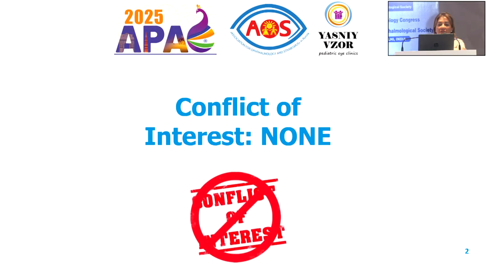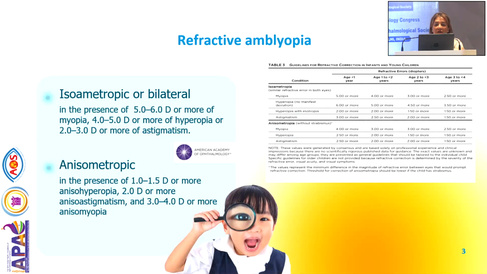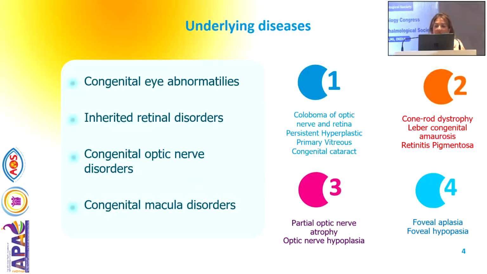No conflict of interest. Uncorrected refractive errors are considered the most common cause of amblyopia. According to AIOS, there are two main types of refractive amblyopia, and the severity of the refractive error and amblyopia are directly related. Behind the mask of high refractive error and amblyopia, more serious eye diseases can often be hidden, such as congenital eye abnormalities of the choroid, vitreous body and lens, inherited retinal disorders, and congenital optic nerve and macular disorders. It's very important not to miss this condition and the onset of progressive inherited diseases.